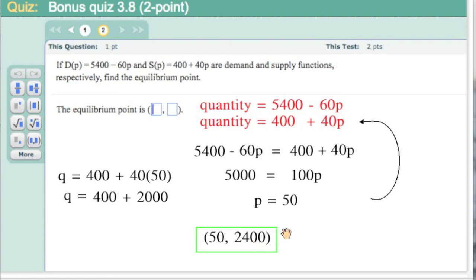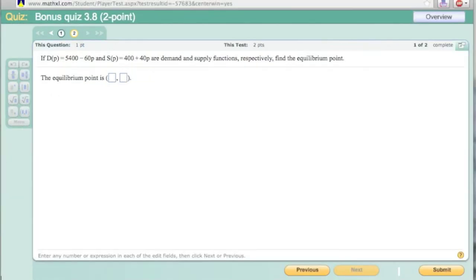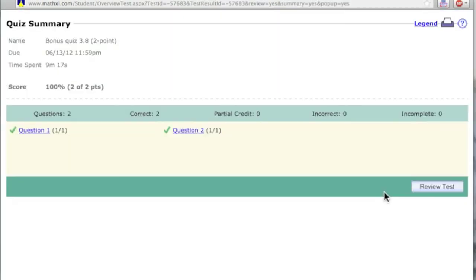So that's what I want to input into our MathXL, (50, 2400). Let's ask it to evaluate our two problems. And as you can see, we got them correct.